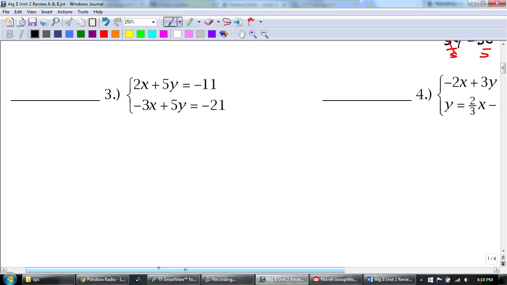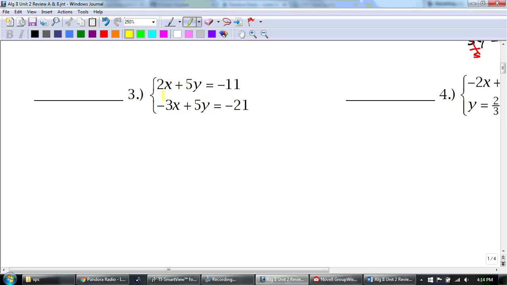Okay, number 3. My x's and my y's are on the same side, so this is set up for elimination. And now what I'm going to eliminate are the y's, because they're both 5. It's easier that way. So I just need to make sure one of them is negative. So what I'm going to do is multiply the bottom by -1 because they have bigger numbers, so I want to get rid of them. I want them to be positive.